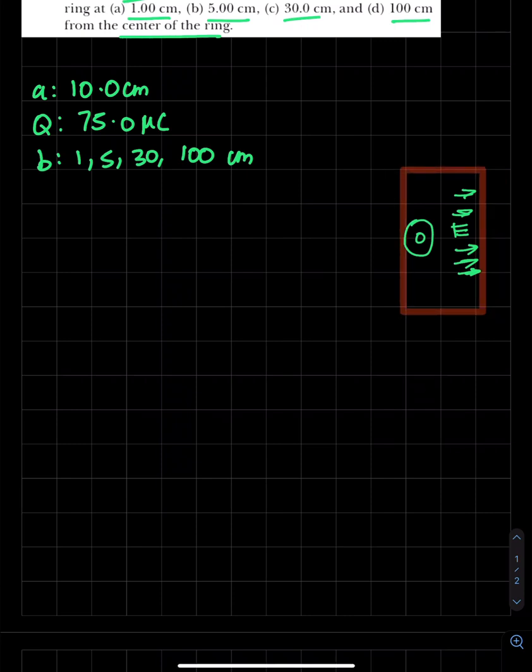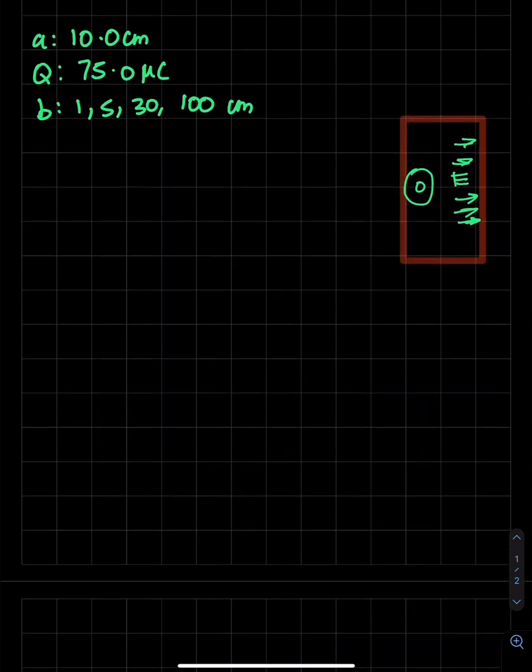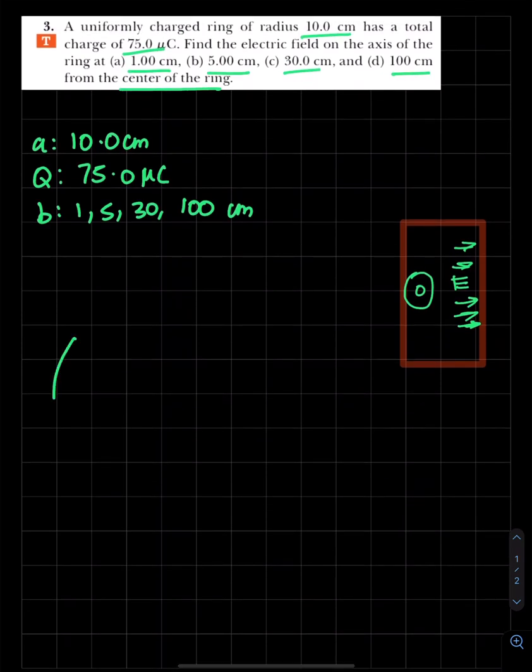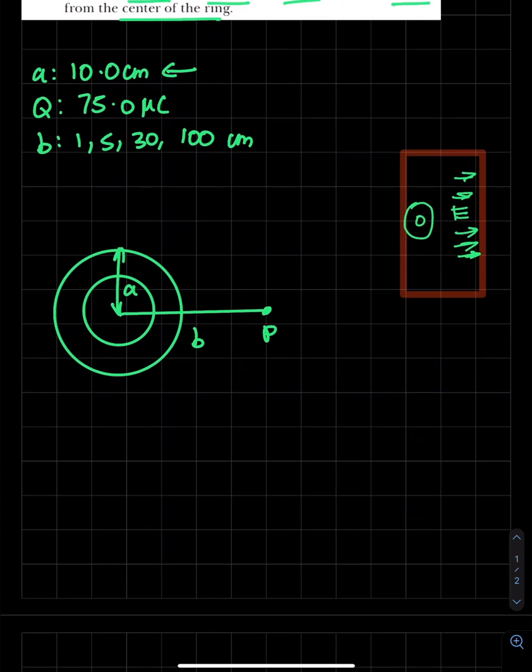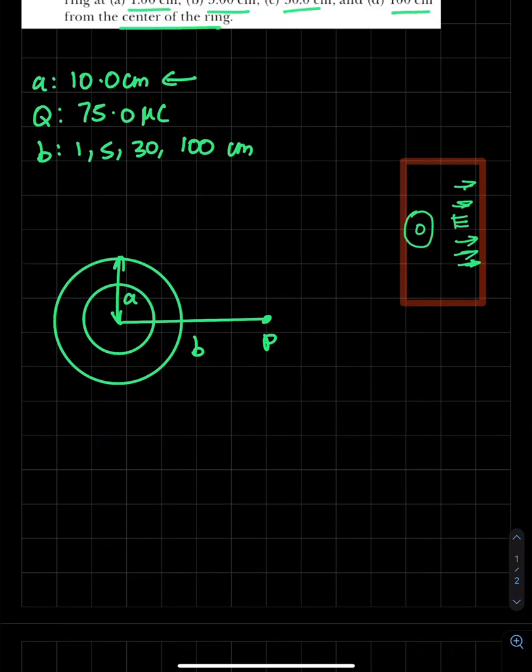So let me put it here at one side so that you will remember. Okay, so let us draw a visual aid to help us understand the question better. Let me draw a charged ring with a radius of A, in this case 10 centimeters, and with a distance from the center of the ring of B, which ends at point P. It's just an arbitrary point that ends after a distance B. You can name it anything you want.